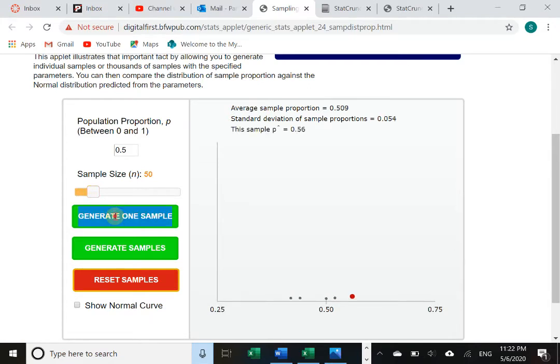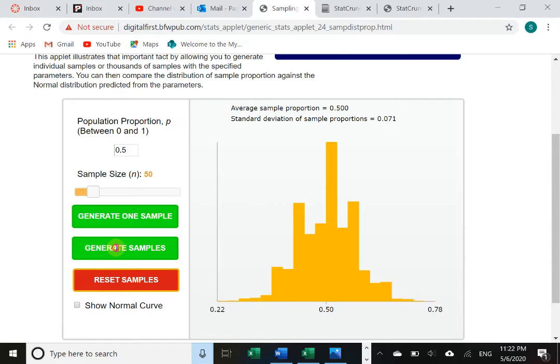Second sample, and so on. And here's all possible samples. And if I just keep hitting generate all samples, notice the sampling distribution is changing, right? Because I'm just generating lots and lots of samples. So it's like the idea of infinitely many times. And look at the average sample percentage, 0.5, same as population. The standard deviation, 0.7.